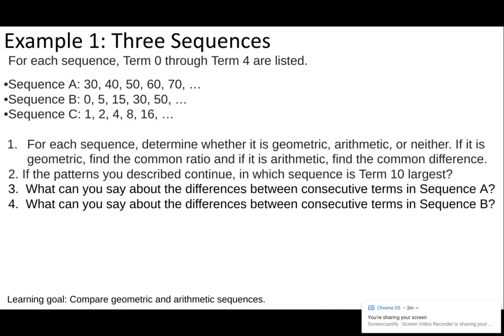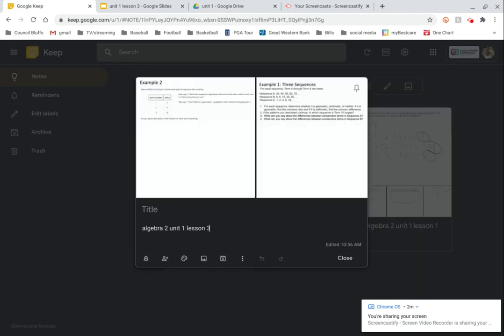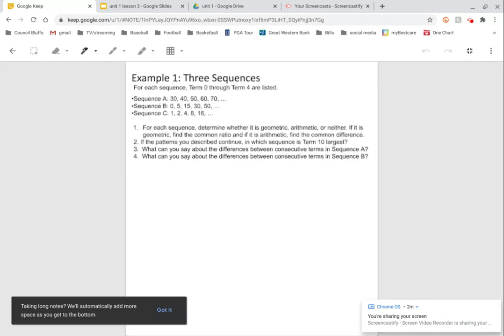Let's take a look at this first set of examples. For each sequence, terms 0 through 4 are listed. Number 1, for each sequence, determine whether it is geometric, arithmetic, or neither. If it is geometric, find the common ratio. If it is arithmetic, find the common difference.